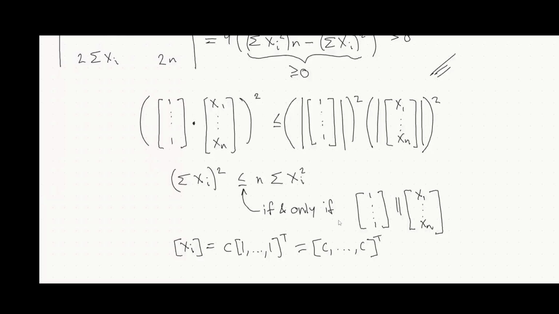And just a quick side note, the Cauchy-Schwarz inequality is easy to see if you look at the dot product formula. At least for the dot product, we have that the dot product is the product of the magnitudes times the cosine of the angle between them, and cosine of theta is less than 1 unless theta is 0. In other words, the two vectors are parallel.